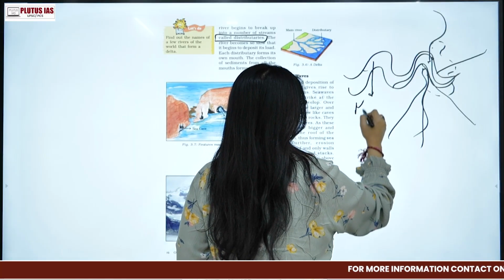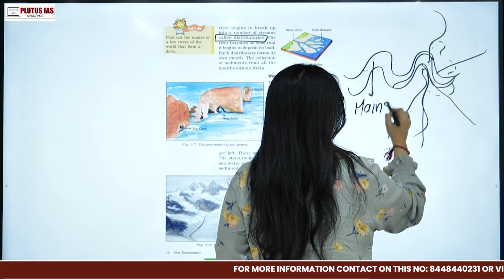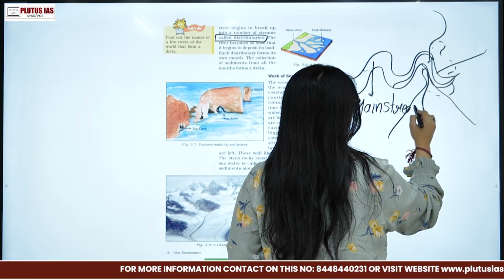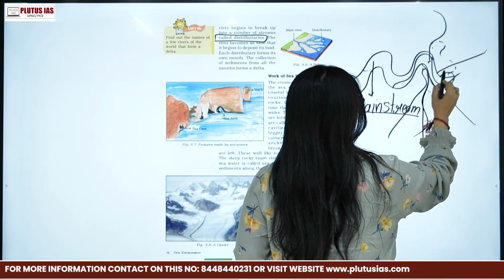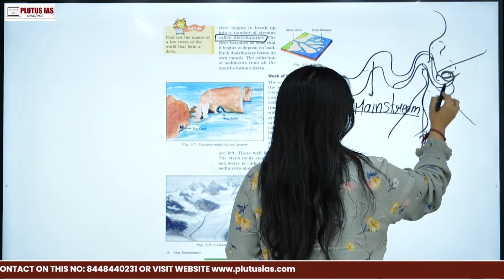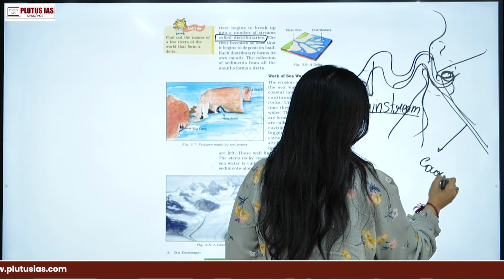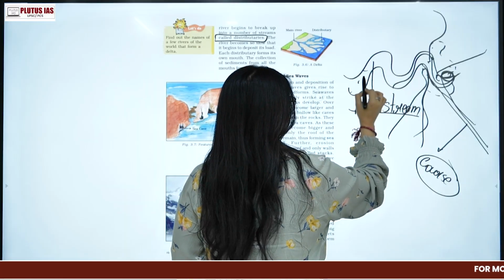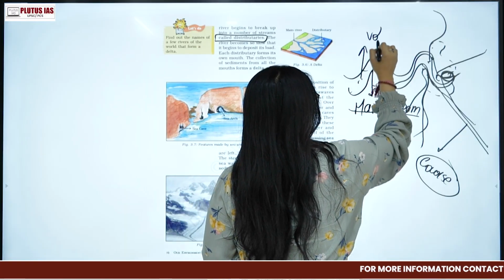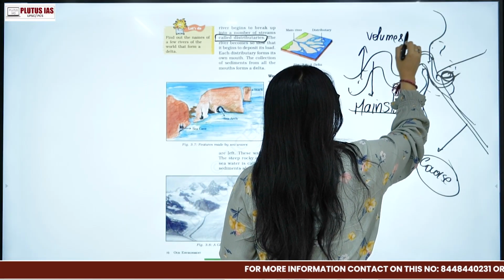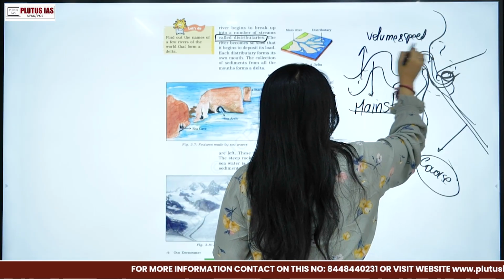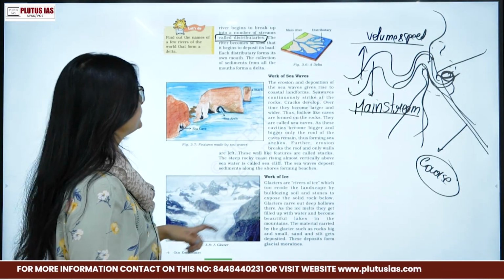This is the main stream. This is the main channel. It cannot follow this. Why? Because obstruction has come. Since the obstruction has come, it will take a different course. Okay, this will take a different course. So this is having what? More volume and speed, because this is a mainstream.